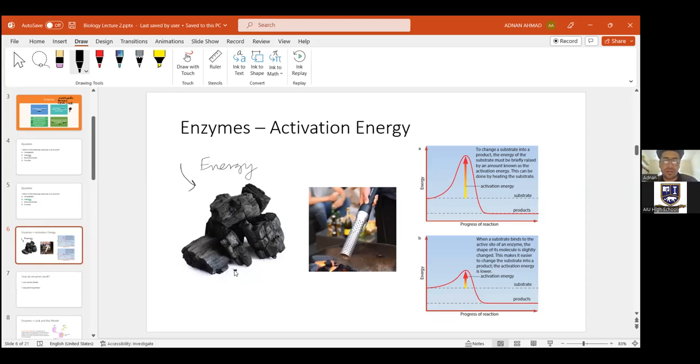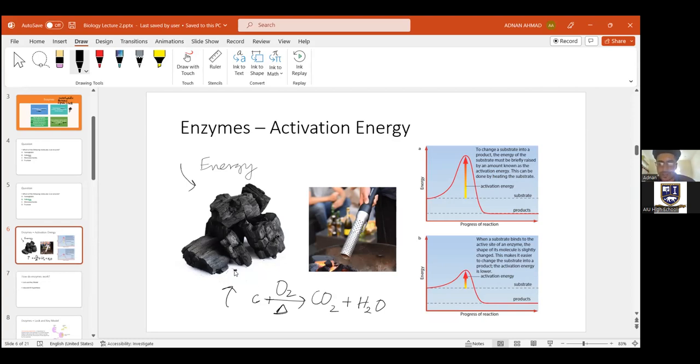So this is the example of charcoal that you need to heat up before it starts burning and reacting with oxygen. Coal is basically carbon, and it burns in the presence of oxygen and produces carbon dioxide and water, okay? You need heat so that it starts burning. This energy is called activation energy, and activation energy can be defined as the minimum amount of energy required to start a reaction.